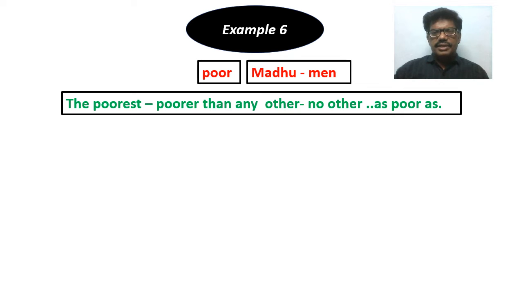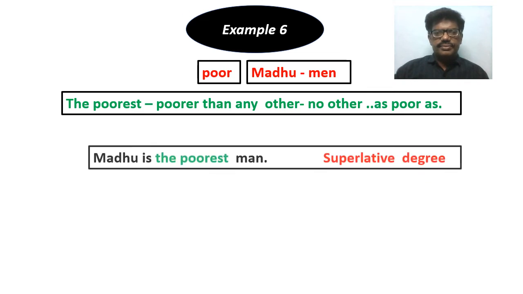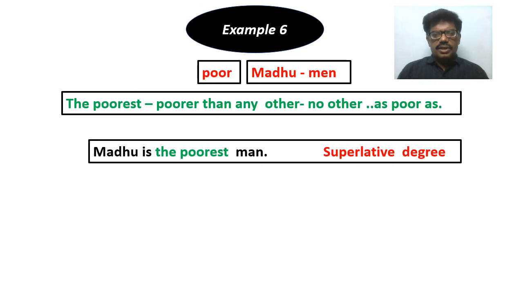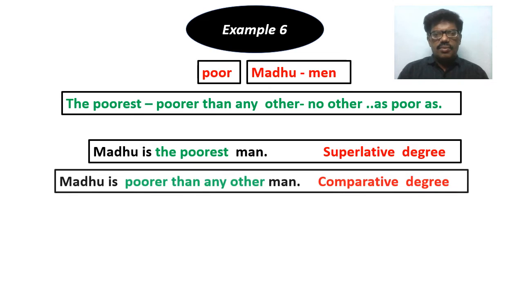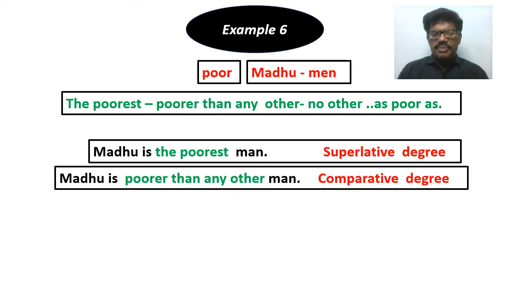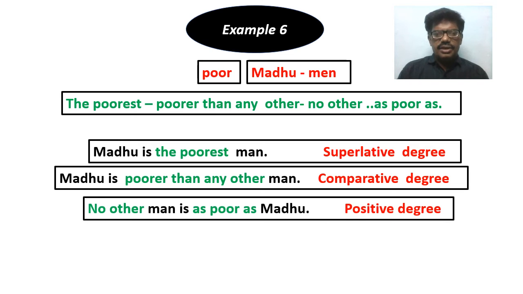Here you can find the structures in type 1. Madhu is the poorest man will be the superlative degree. Madhu is poorer than any other man in comparative degree. No other man is as poor as Madhu will be the positive degree.